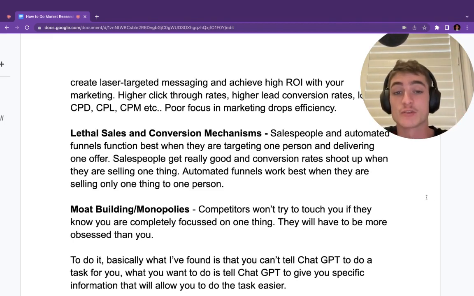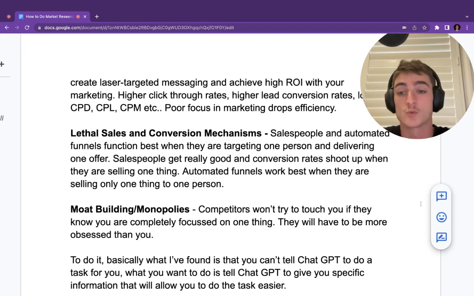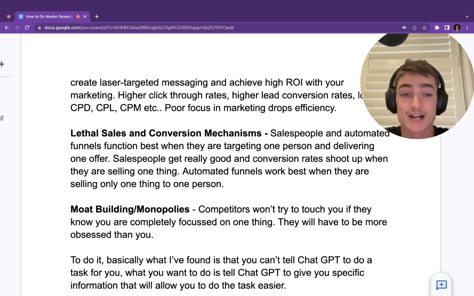So the salespeople can actually get really good at shooting up that conversion rate when they're only selling one thing, as well as the automated funnels working best in those scenarios as well. So what happens here as a result of all of these things is that you get a bit of a moat or a monopoly. So the competitors actually can't touch you if they know that you're focused on one thing. So the only way that they'll be able to do it is to become more obsessed than you, and they're not really down for that sort of thing.